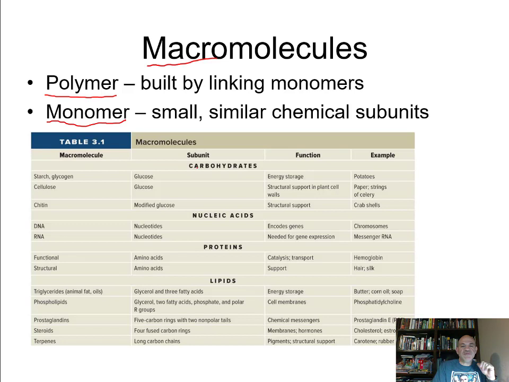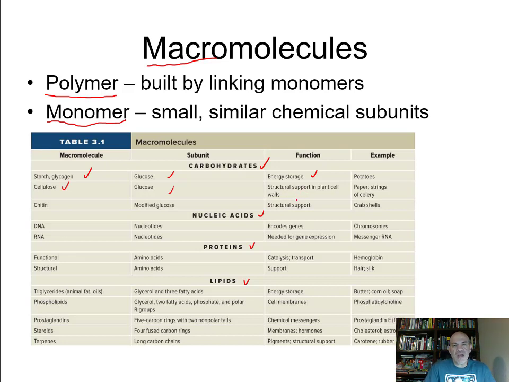This is just a table summarizing some of the major categories of biomolecules. There are 4: carbohydrates, nucleic acids, proteins, and lipids. The macromolecules include starch and glycogen. Starch is how plants store glucose, and glycogen is how animals store it. And then there's cellulose. The thing about these is they're made of glucose, and the difference is in the way the glucose molecules are bonded together. Starch and glycogen are used primarily for energy storage, but cellulose is used for structural support. It's what makes plant cell walls.